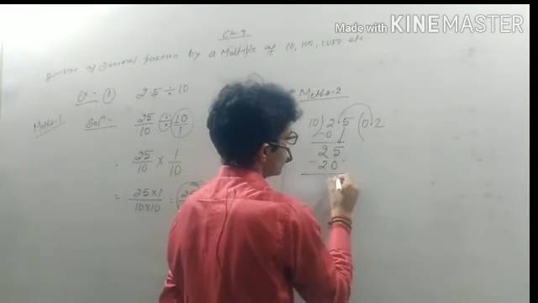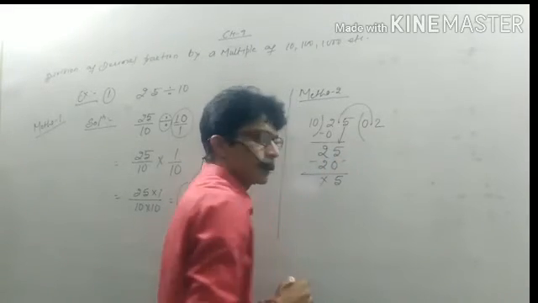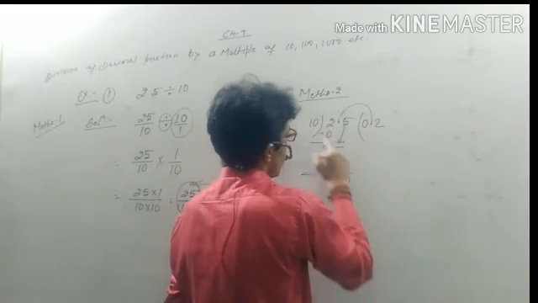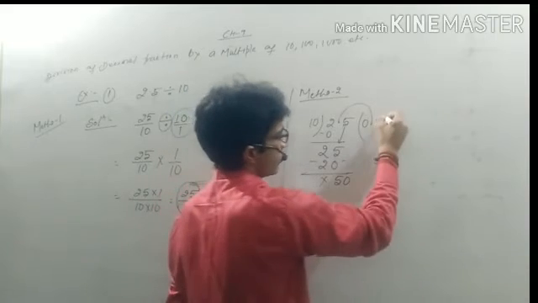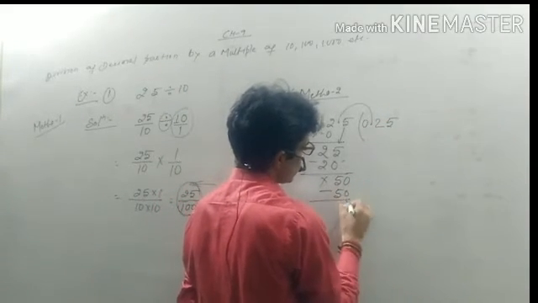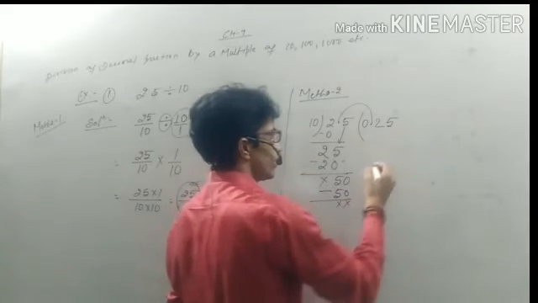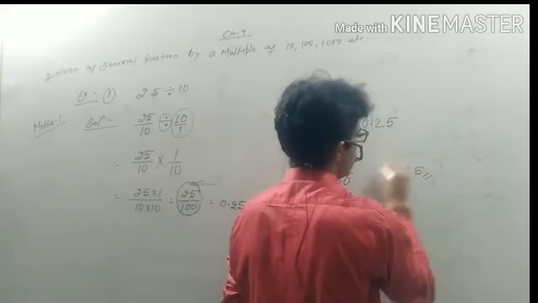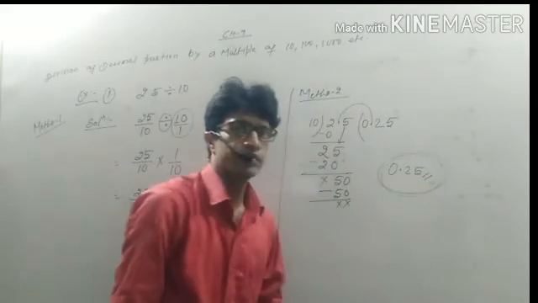Now subtract, this is 5 and this is cancelled. So here is the decimal place, so write 0 here, and 10 times 5 is 50. Now subtract, this is cancelled, this is cancelled. So our required answer is 0.25. Okay.